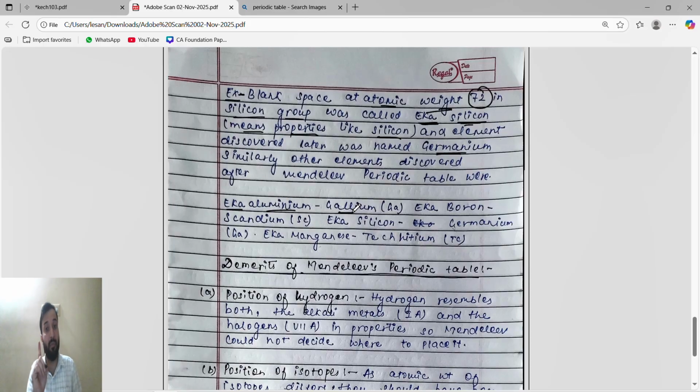Remember the name भैया, एग्जाम में पूछेगा: name the eka aluminium element. Eka means similar properties, so eka aluminium is gallium. Eka boron is scandium. Eka silicon is germanium. Eka manganese is technetium. तो भैया, these are the names. You have to remember.